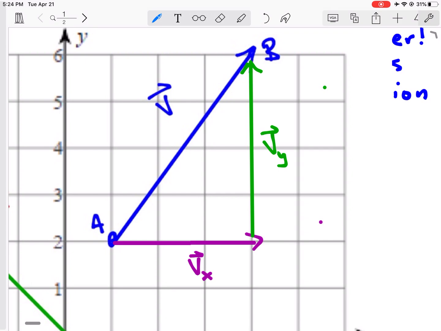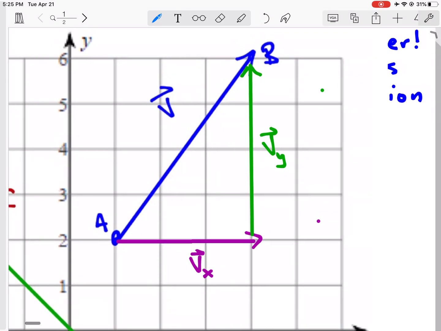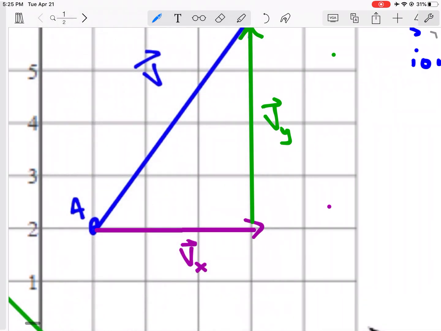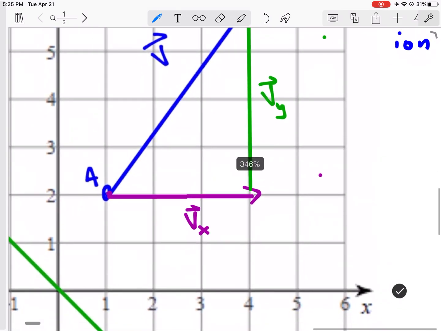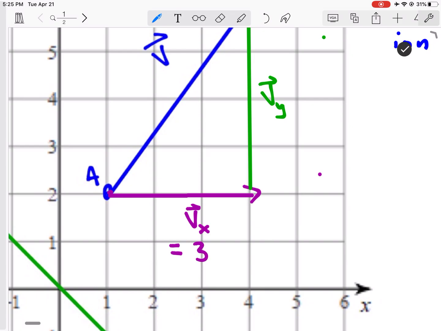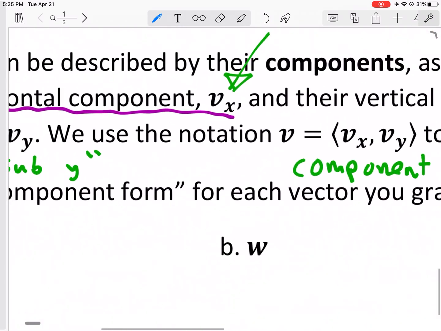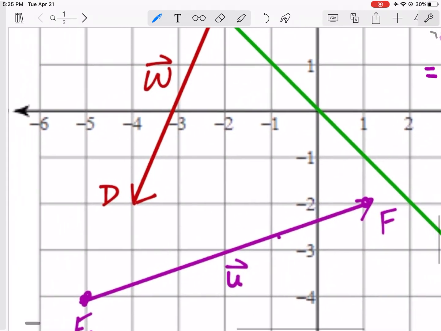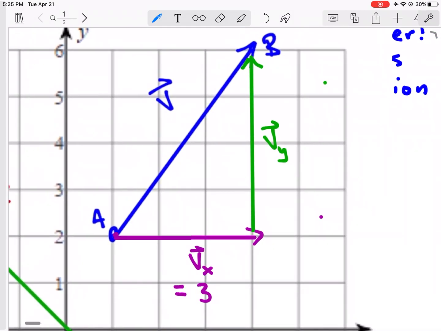Well, fortunately, we can actually count to figure out what those components' lengths are. The horizontal component goes from 1 to 4. Counted that, it's just 3. The horizontal component is 3. Vertical component, same idea. Count it, it goes up 1, 2, 3, 4. So the vertical component is 4.